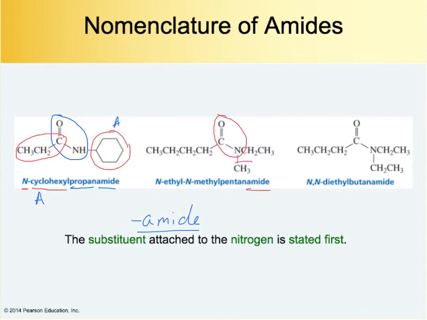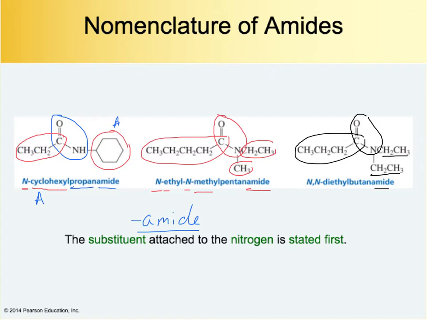Well, there's a methyl and an ethyl, so we say N-ethyl, E before M, N-methyl, pentane, because there's, again, 1, 2, 3, 4, 5, so pentane, 5, amide, N-methyl, N-ethyl. Here, again, now you have 2 ethyls off of the parent, which is an amide, so you say N,N-diethyl butanamide, because 1, 2, 3, 4.